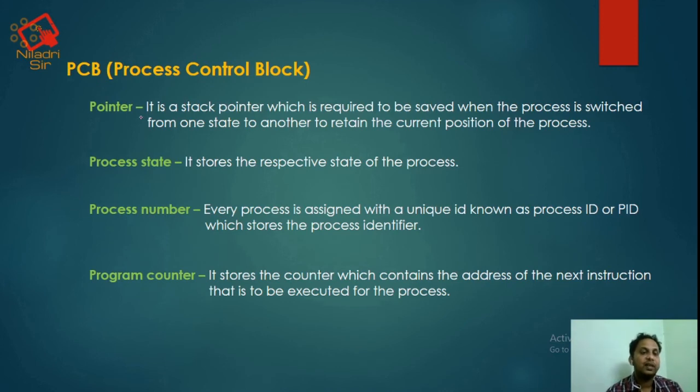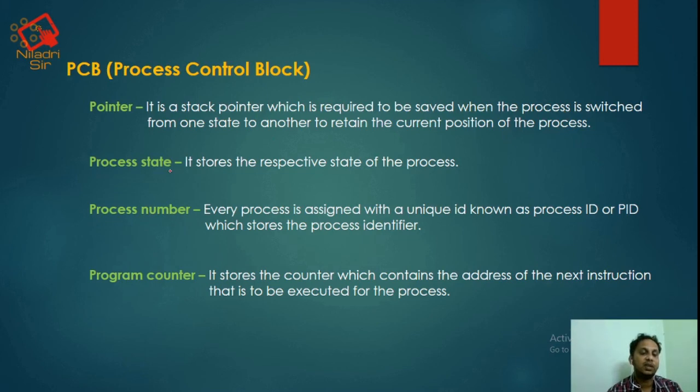So now you can see the pointer. It is basically a stack pointer which is required to be saved when the process is switched from one state to another, to retain the current position of the process. As I have told earlier, this pointer is required to save the current position of a process, because when a process switches from one state to another, it must retain its current position. For that, this pointer is necessary.